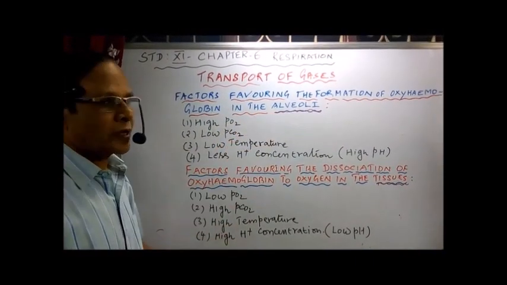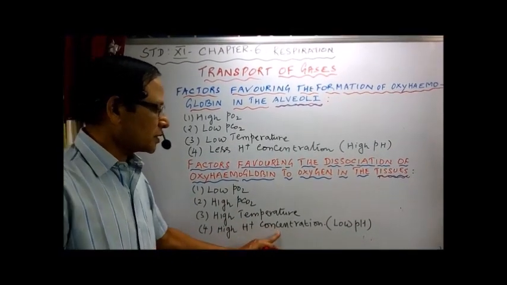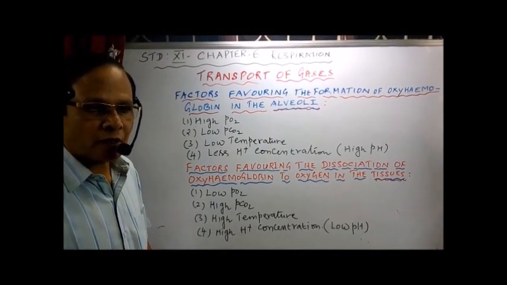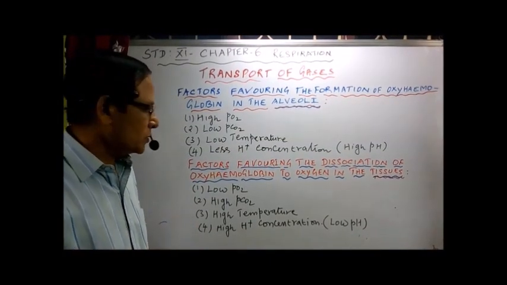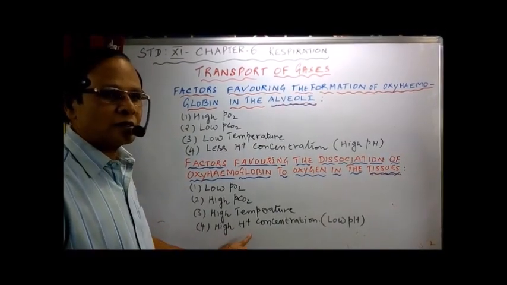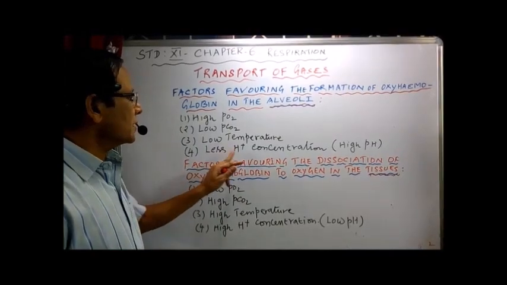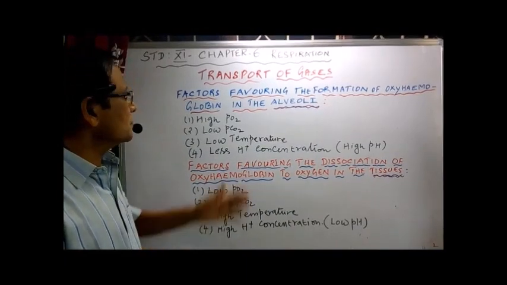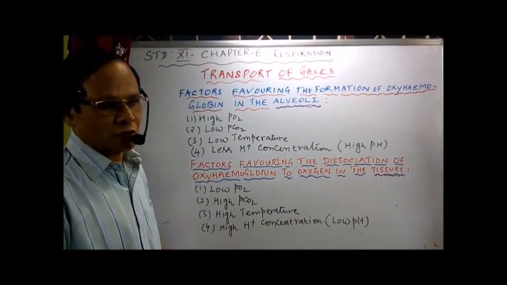When compared to what we have in the alveolar, that is medium. High temperature, high hydrogen ion concentration. When the concentration of hydrogen ion increases in a fluid medium, the acidity increases. When the acidity increases, the pH becomes low. So that's why I mentioned low pH. So an increase in hydrogen ion concentration increases acidity and decreases the pH. And here a decrease in hydrogen ion concentration increases the pH, that is alkaline pH. So these are all the different factors favoring the formation of oxyhemoglobin and its dissociation.